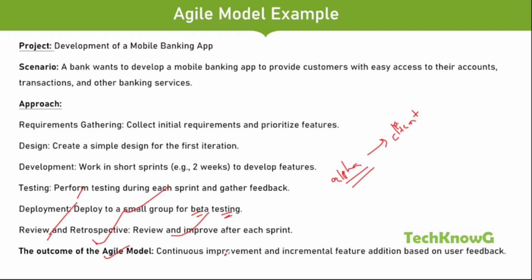The outcome of the agile model: continuous improvement and incremental feature addition based on user feedback. So this is basically the agile model.